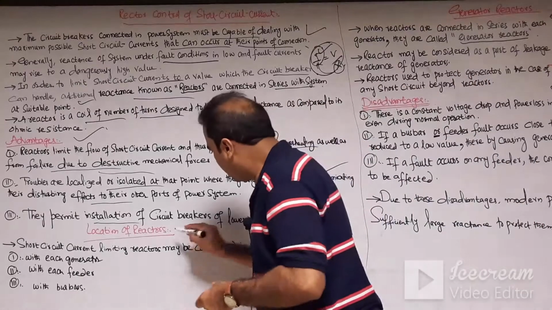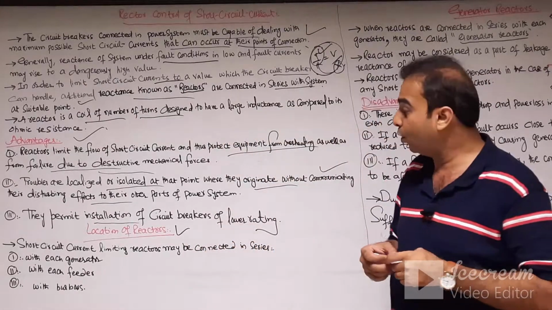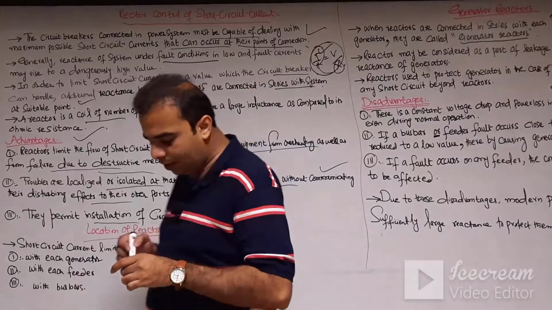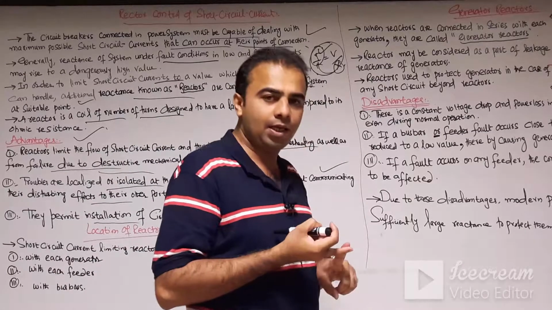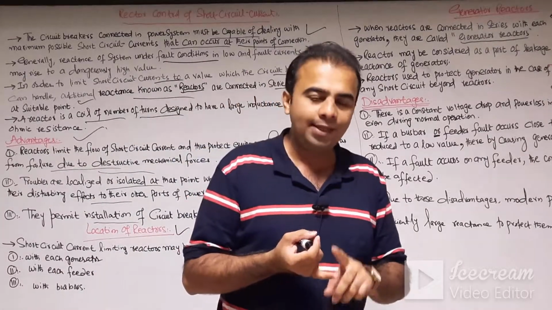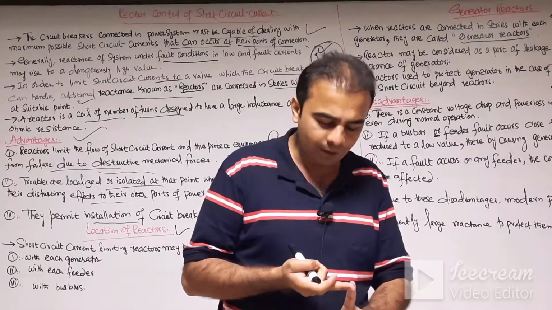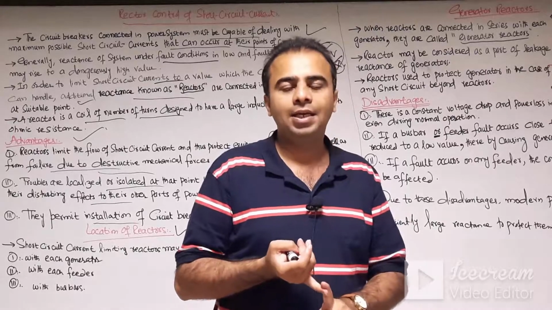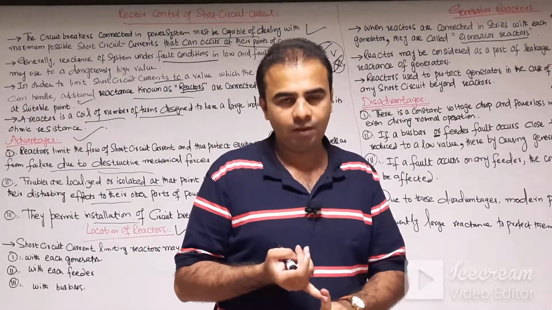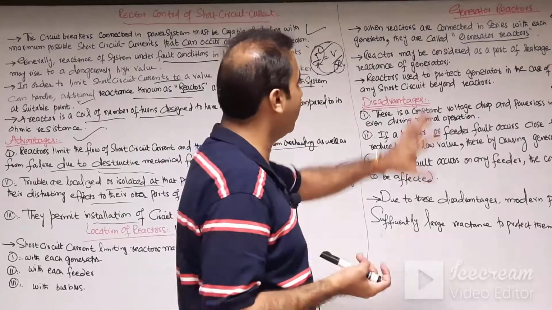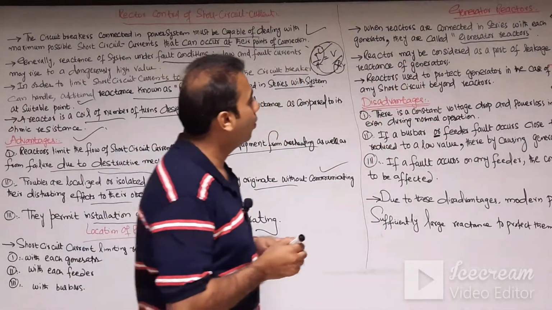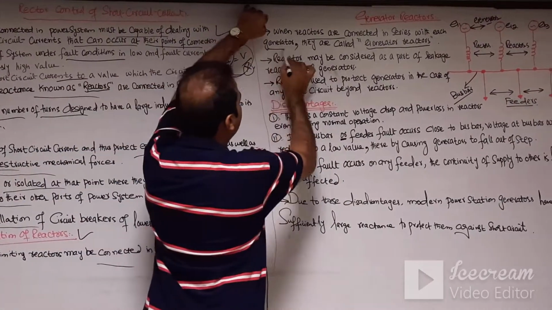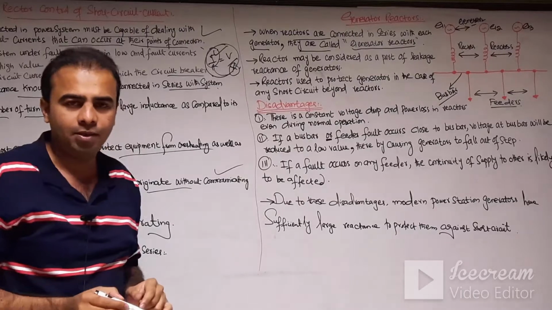So now we are coming towards the location of the reactors. The short circuit current limiting reactors are always connected in series with the generator, in series with the feeder, and in series with the bus bars. Now coming towards the generator reactors: when reactors are connected in series with the generator, they are called the generator reactors.